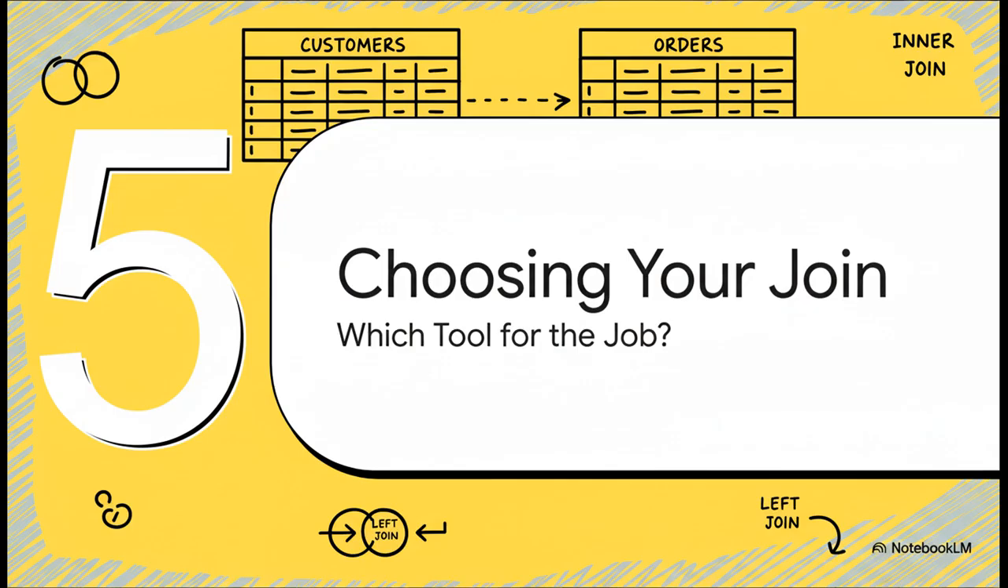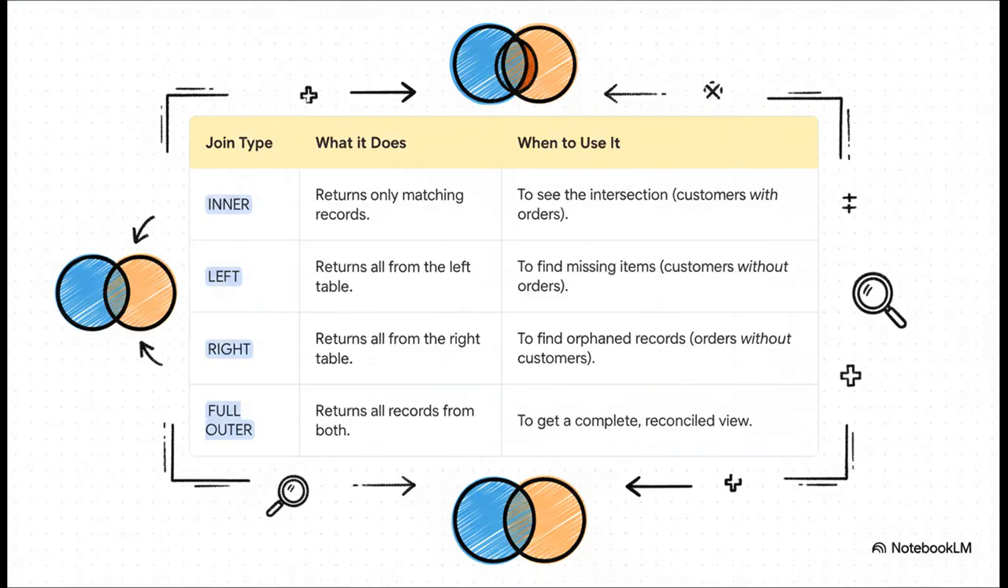So let's just lay it all out nice and simple. Think of this table as your ultimate cheat sheet. If you want to see customers with orders, use an inner join. If you need to find customers without any orders, that's a job for a left join. Want to find orders that have no customer and might be a data error? Use a right join. And if you just need to see absolutely everything, the whole picture, warts and all, you go for the full outer join.